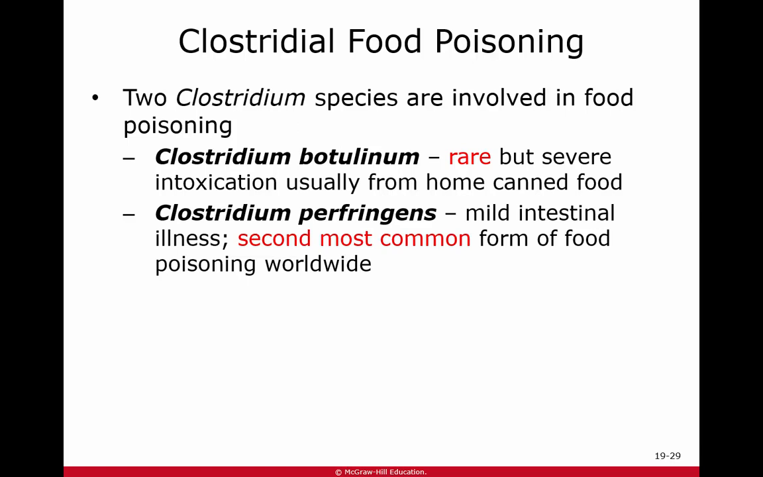It's very intense. So, of the two Clostridium species that are involved in food poisoning, you have Clostridium botulinum and Clostridium perfringens. Botulinum is rare. Okay, it is rare, especially in developed countries. But we could see it from home canned foods not being canned properly. And then Clostridium perfringens is a mild intestinal illness. It's the second most common form of food poisoning in the world.